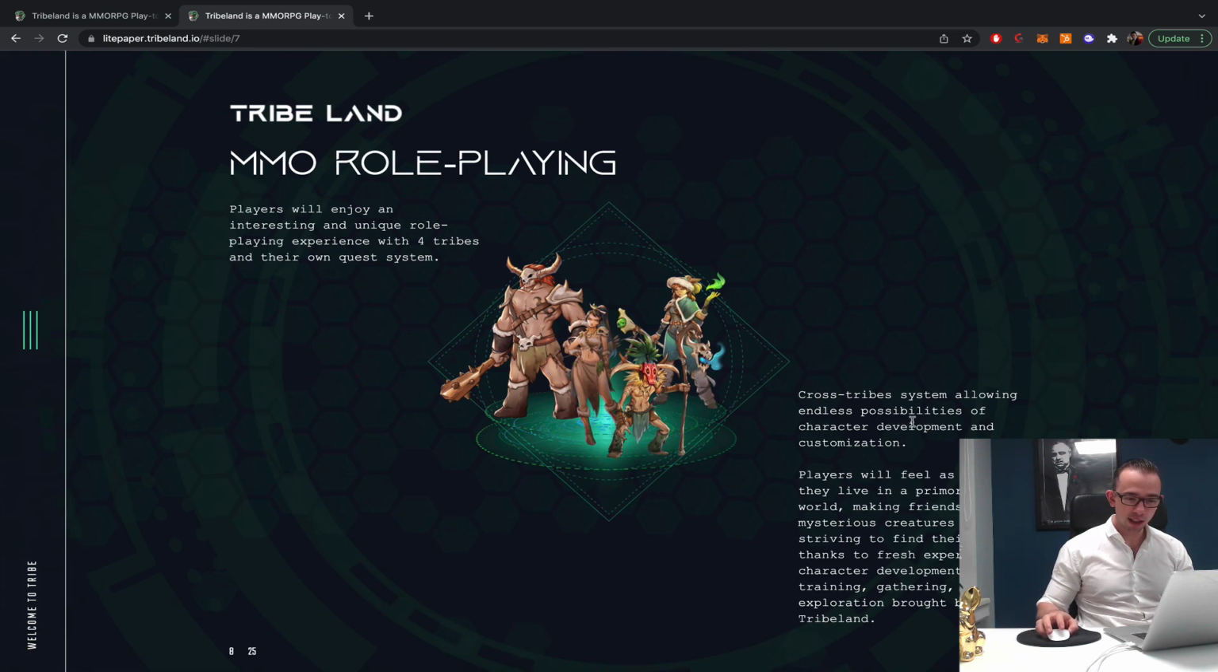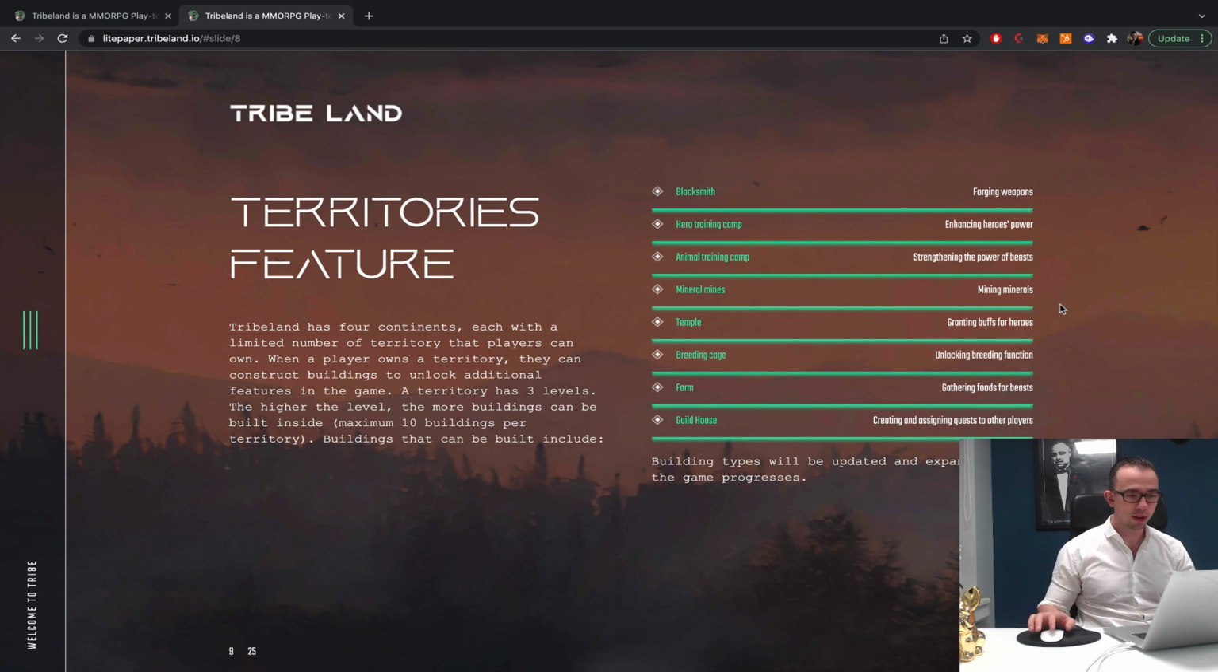Cross-tribe systems allow endless possibilities of character development and customization. Players will feel as though they live in a primordial world, making friends with mysterious creatures and striving to find their own way thanks to fresh experiences in character development, training, and gathering brought by Tribeland. Right, so this sounds really amazing. However, it also sounds like it will take a couple of years to develop. So I'm very curious to see what timeline we're actually working with.